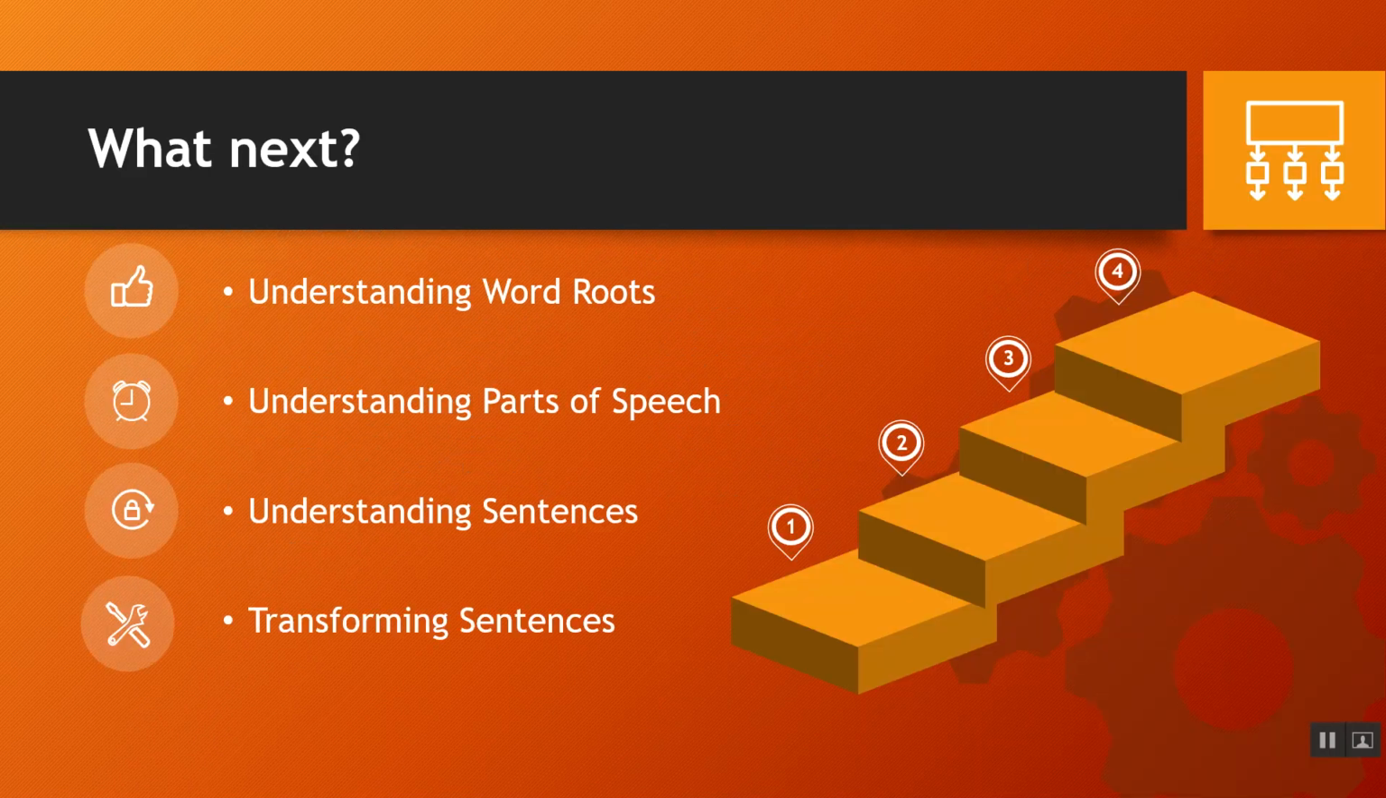What next? In the upcoming videos, we'll understand word roots, that is etymology. Then we'll understand parts of speech, that is noun, pronoun, verb, adverb, etc. Then we'll understand sentences, that is types of sentences and classification. Transforming sentences, that is direct and indirect speech, or active and passive voice.